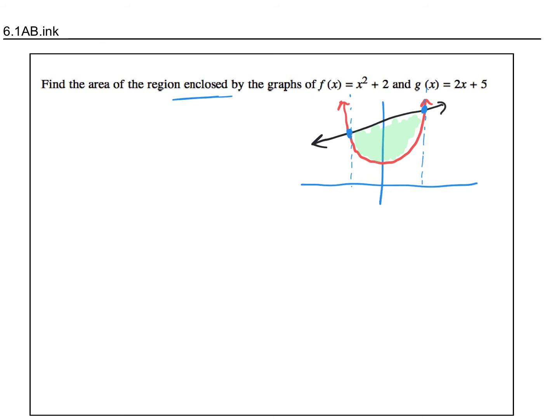How do I do this algebraically? How do I find those blue points, those x values, where these graphs intersect? Set them equal to each other. Perfect. X squared plus 2 equals 2x plus 5. When does this happen? Well, it's a quadratic. I'm going to move everything to one side. X squared minus 2x minus 3 is 0. Right? And then I can factor it.